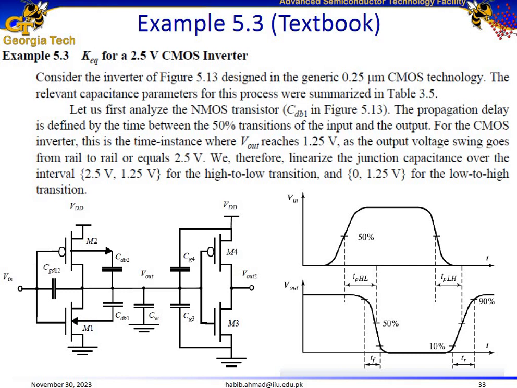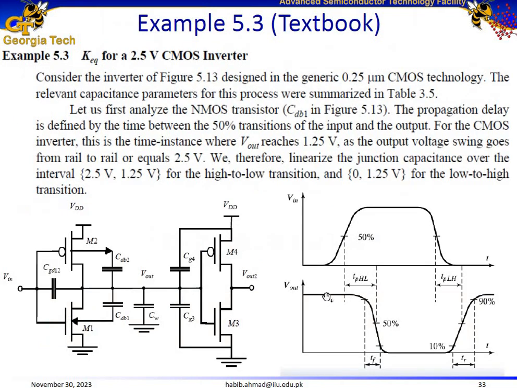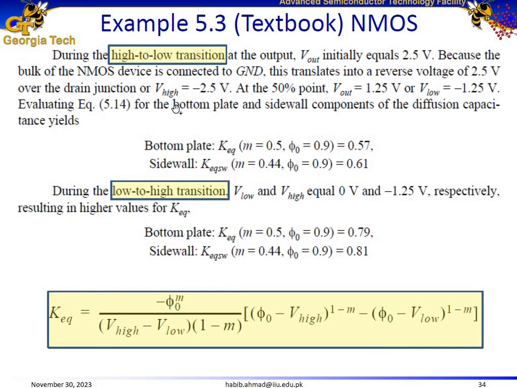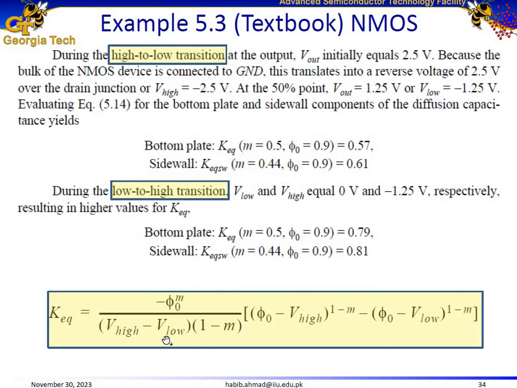So let us try to calculate the values of K equivalent initially for NMOS for high to low transition. We know that for high to low transition at the output, talking about the 50% points, we are transitioning from 2.5 volts to 1.25 volts. So our high voltage is 2.5 and our low voltage is 1.25. We have this minus sign because the drain and the sources are reverse biased. Because the drain is reverse biased, right?